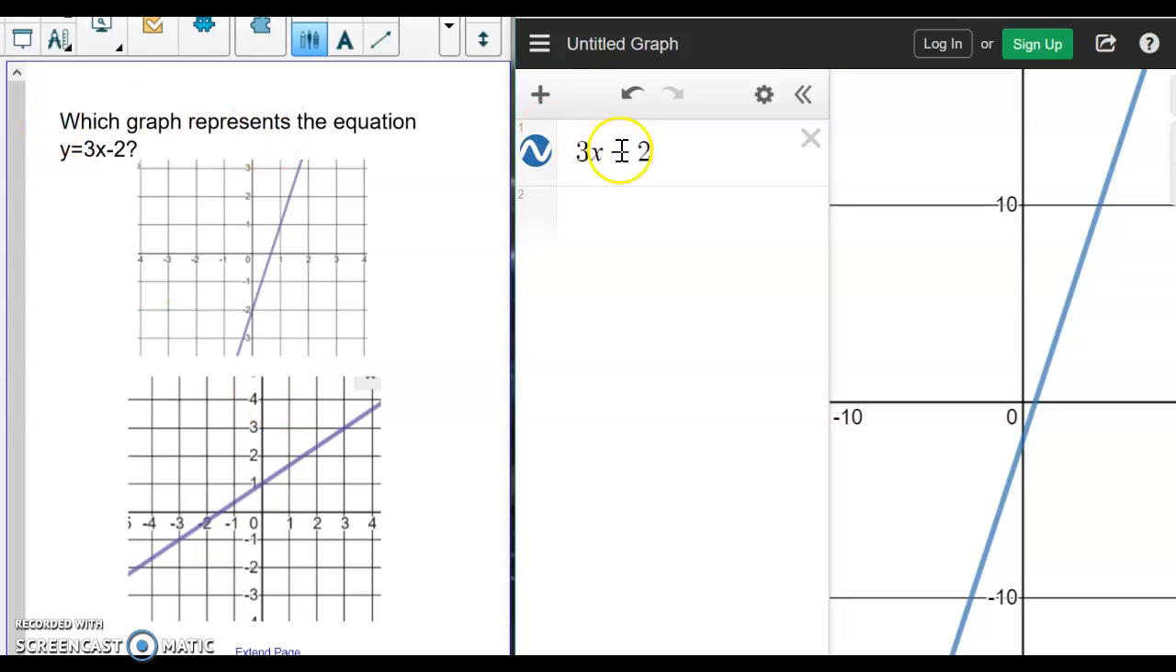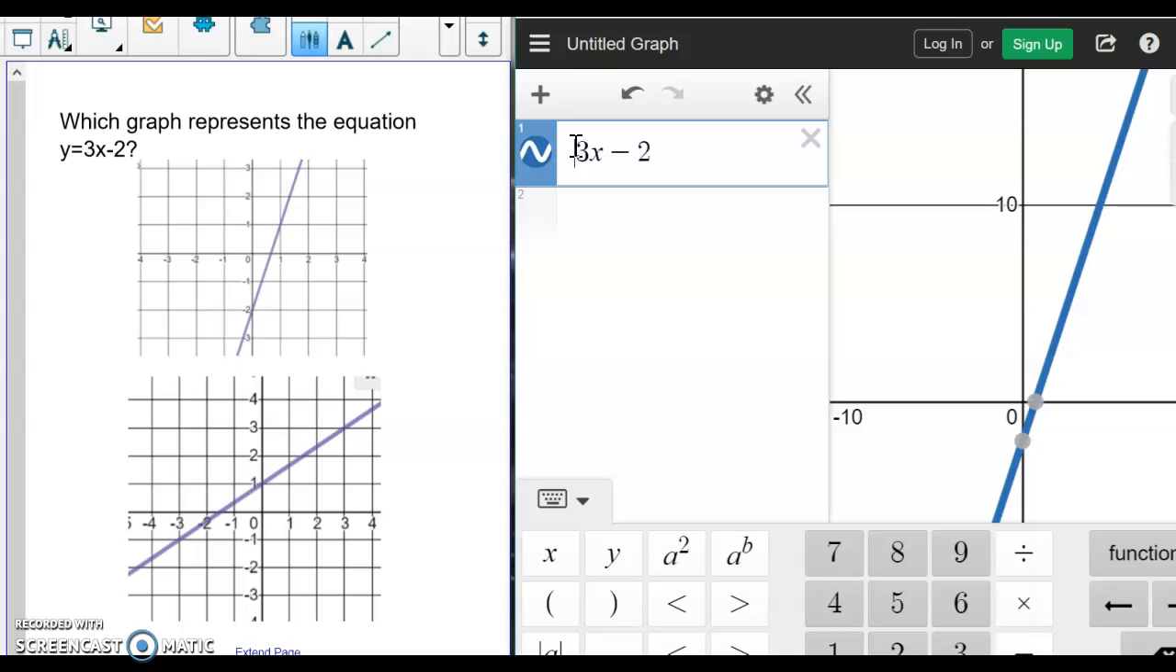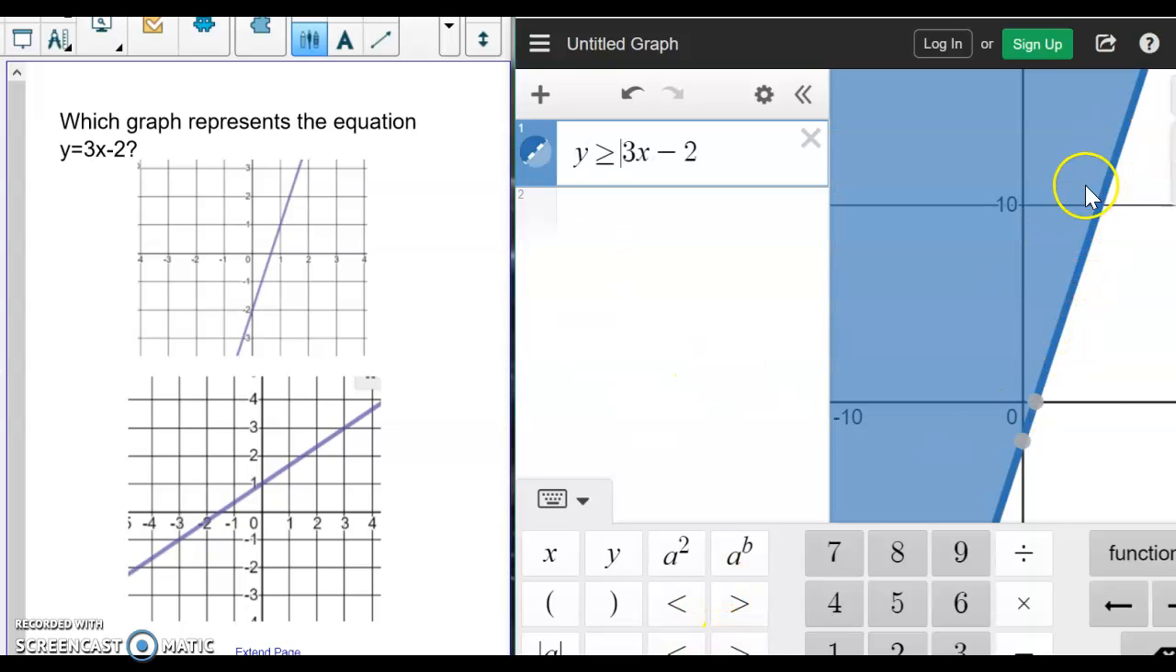The same thing with inequalities. Instead of y equals, it could have been y is greater than or equal to, and you just match your pictures. Remember, greater than or equal to, less than or equal to have the solid lines. Greater than or less than have dotted lines.